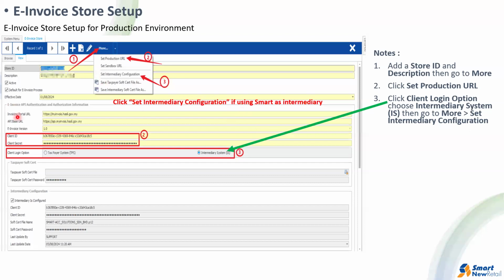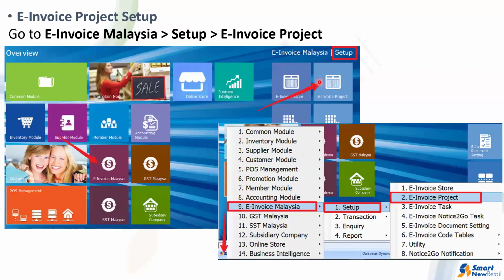Okay. So once you have the E-Invoice Store set up done, the next thing you need to do is E-Invoice project. It's just beside the E-Invoice Store just now on the main menu. On the menu, there is the E-Invoice Malaysia setup and E-Invoice project. So just now we were on the store, now we go to project.